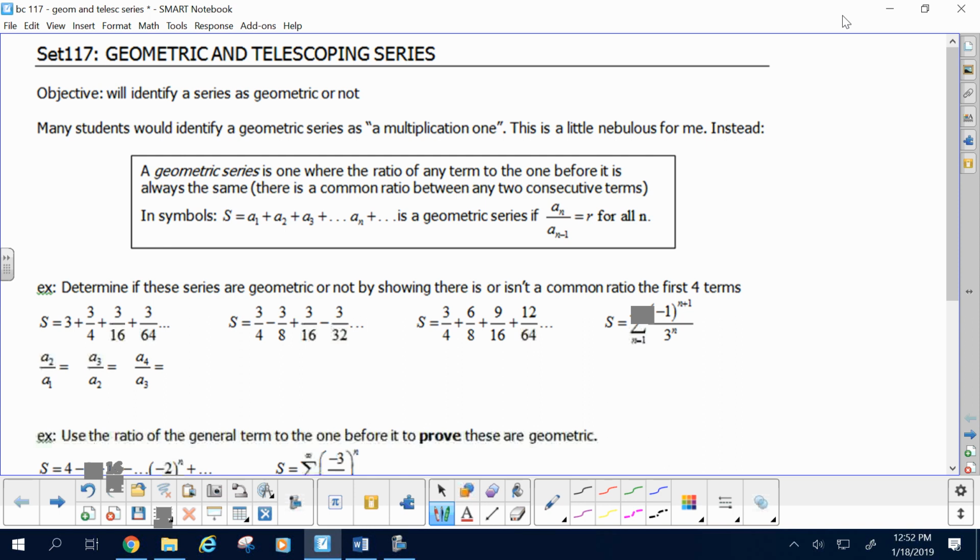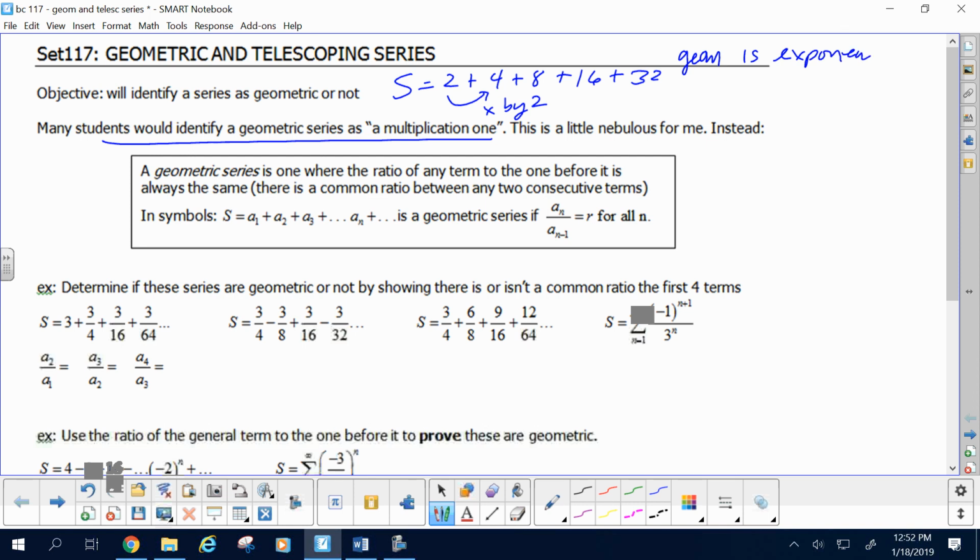You talked about geometric series last year. Geometric, most people think of as the multiplying one, where you get the next term by multiplying by a number, and it has to be the same number each time, yeah? Multiply by 2, for example, right? Now, geometric then is exponential.